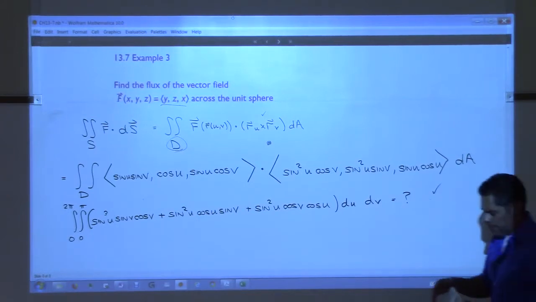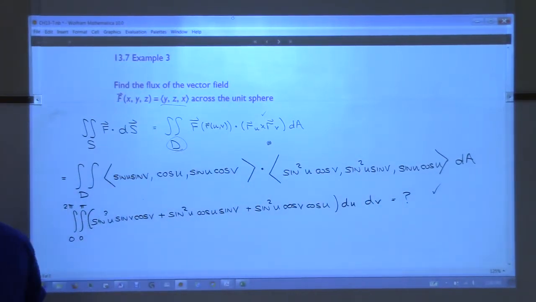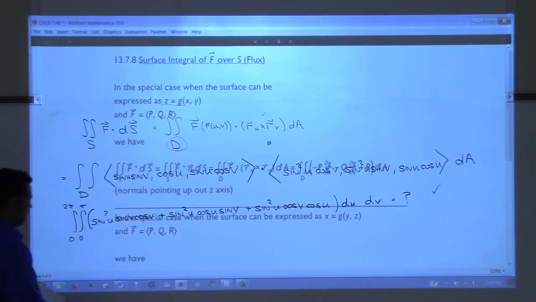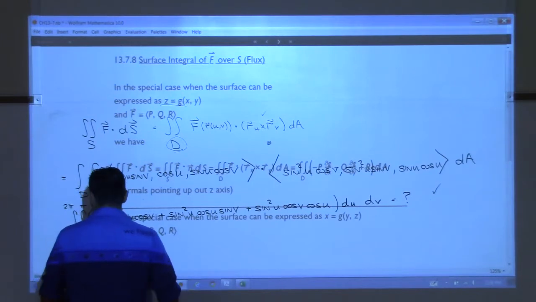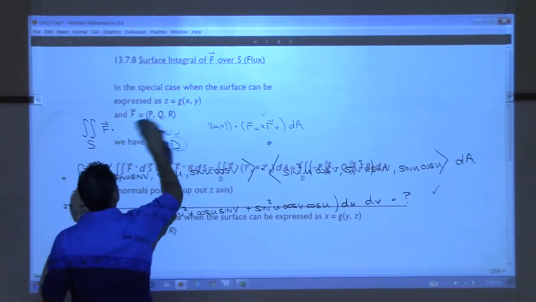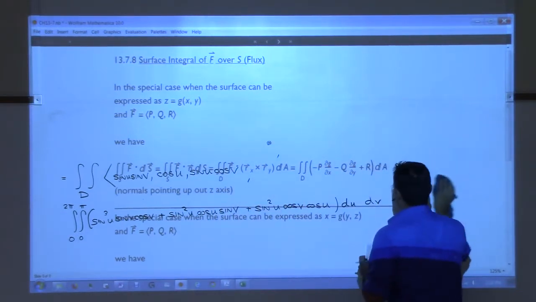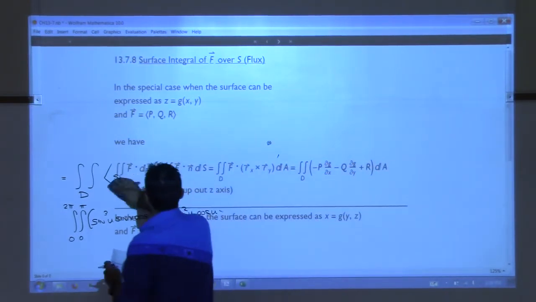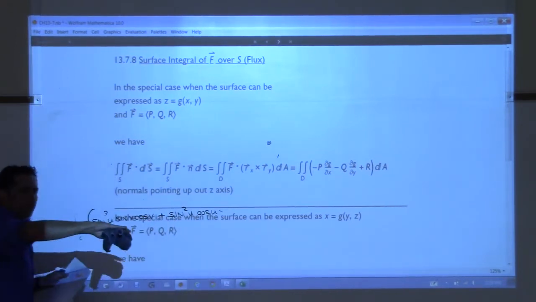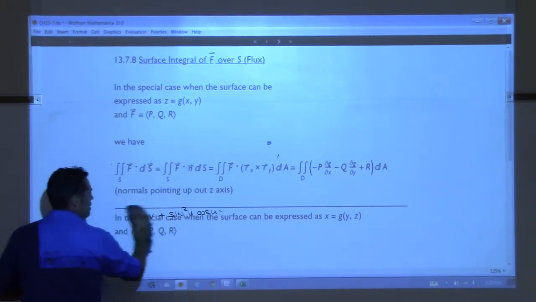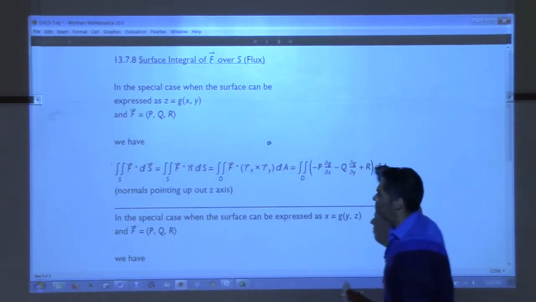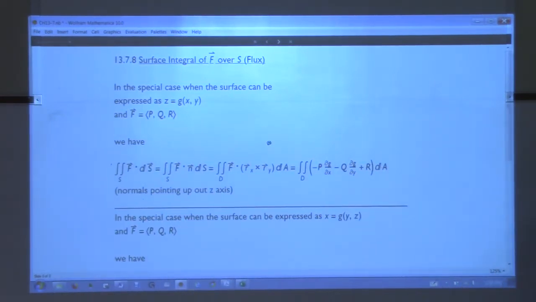Let's take a look at another one. Or let's see what's next, hold on. We have special cases. So in the special case, again, where our surface can be looked at as a function of two variables, in this case x and y, so our surface is floating above the xy plane, then our computation for flux becomes a lot easier to do. And here's the formula for it.